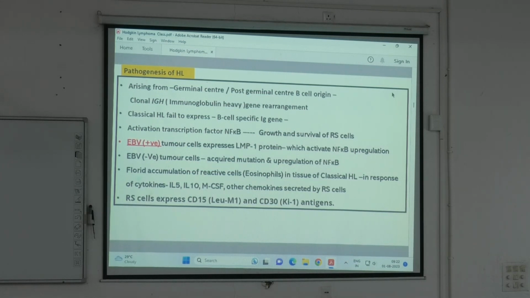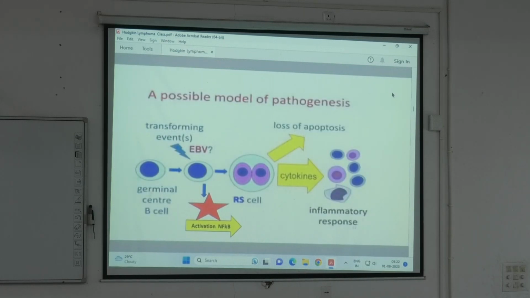RS cell also expresses CD15 and CD30. It is important for Hodgkin lymphoma. Now, what is the possible model? This is the germinal center B cell. When this cell is affected by EBV, it activates and produces the RS cell. Here NF-kB also activates, helping the survival of the RS cell. These RS cells are produced by loss of apoptosis and give rise to a characteristic RS cell.